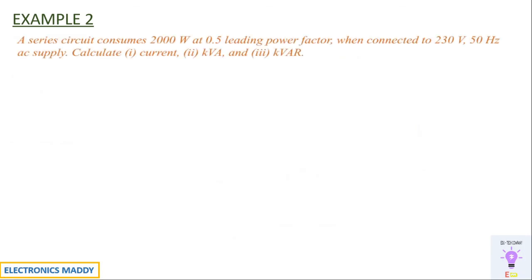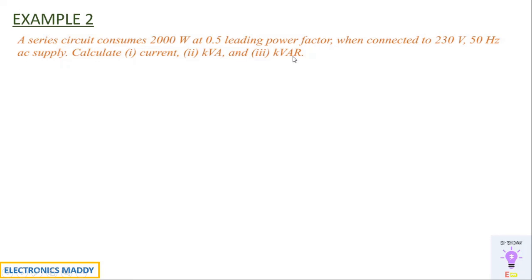So we are into our second example now. They've given us a series circuit. They've mentioned it's a series circuit that consumes 2000 watt at 0.5 leading power factor when connected to a 230 volt, 50 hertz AC supply. Calculate current, kVA and kVAR.